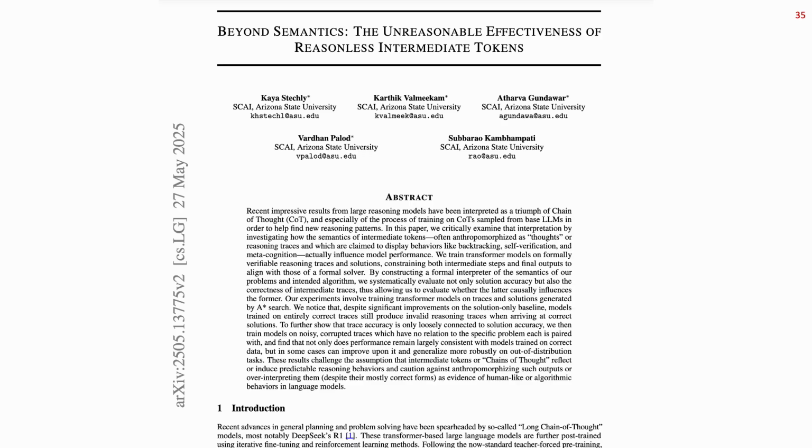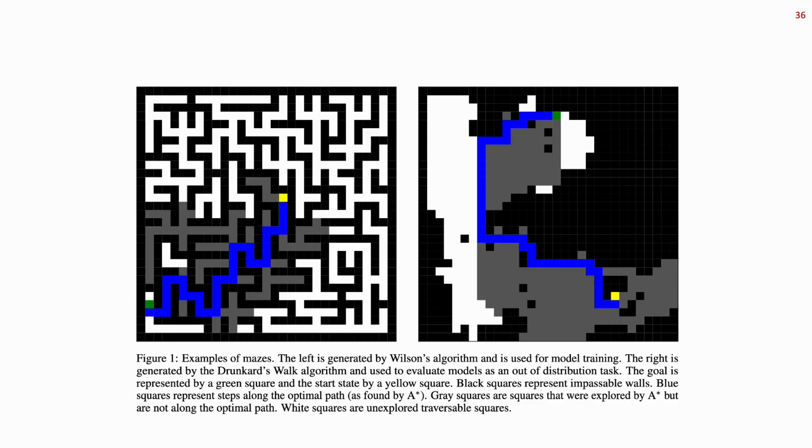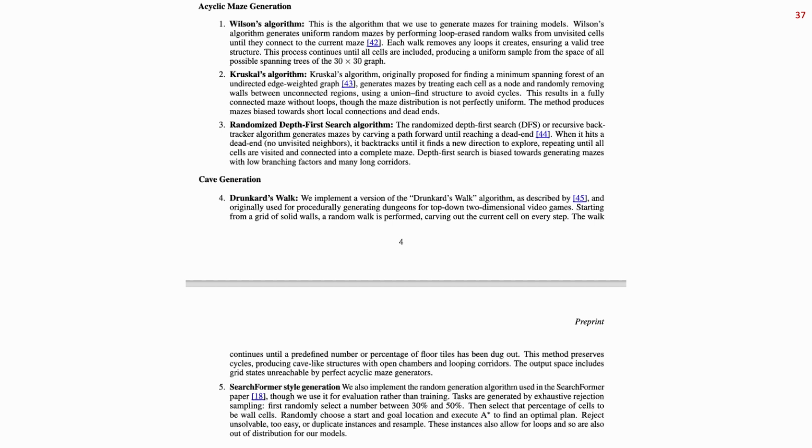Okay. So one of the things that I'm actually pretty proud of is we looked at the cases where the intermediate traces can actually be simulated for their correctness. That's this paper, Beyond Semantics, it's just a preprint still. What we did was take maze following path planning problems, and we generated multiple random mazes with very different distributions so that you can do both in-distribution versus out-of-distribution evaluation.